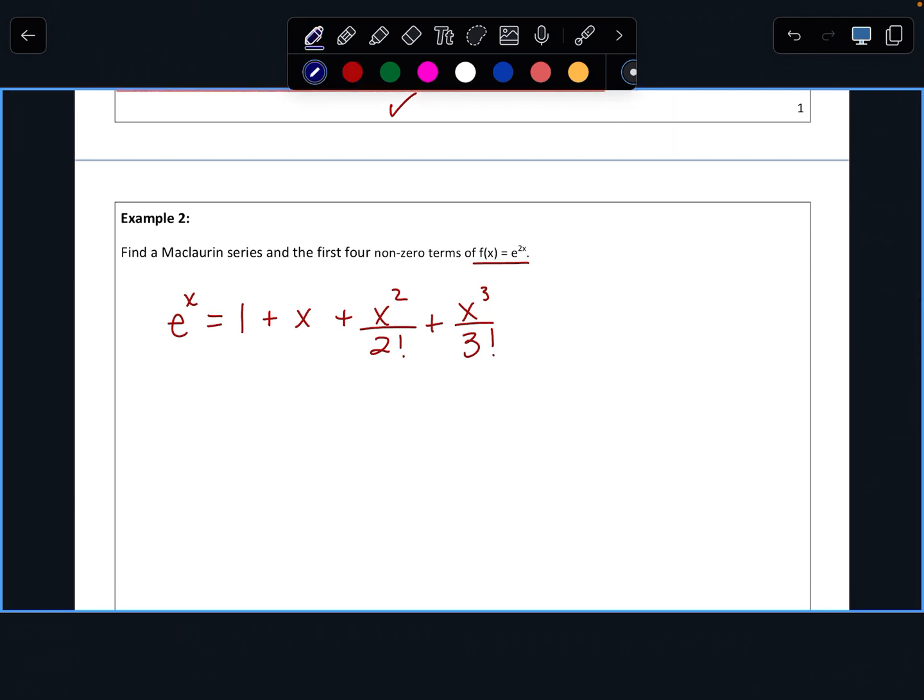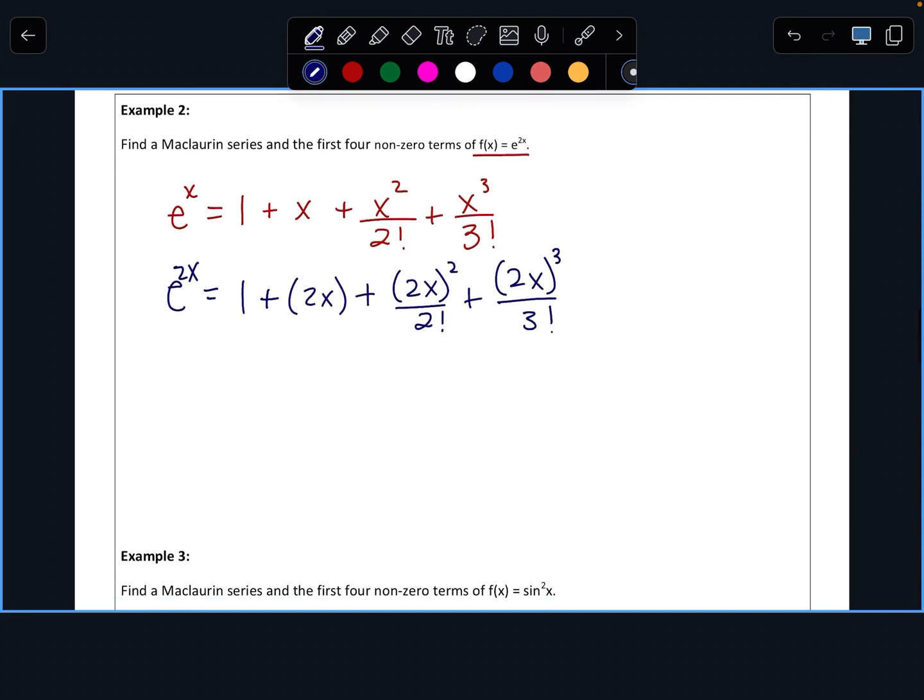And then for e to the 2x, e to the 2x is equal to 1 plus 2x, replacing x with 2x every time you see an x, plus 2x squared over 2 factorial, and then plus 2x cubed over 3 factorial. And then you're just going to simplify this. So e to the 2x, it really should say is approximately, not equal to, 1 plus 2x plus 4x squared over 2 factorial, plus 8x cubed over 3 factorial.